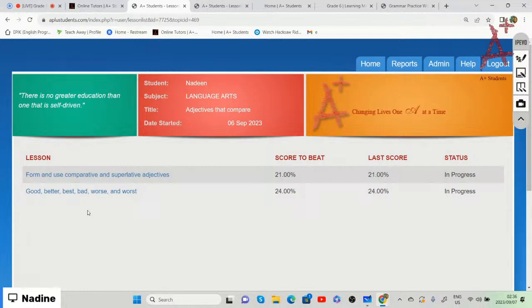And then we use words like good, better, best, worse, bad, and worst, right? And when we use good, better, best, we don't say good, gooder, goodest, right? We don't say best, bester, bestest. We don't say that. We say good, better, and best.